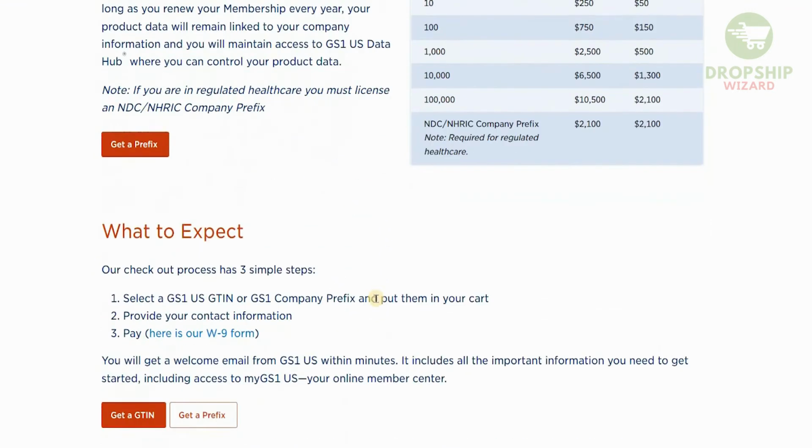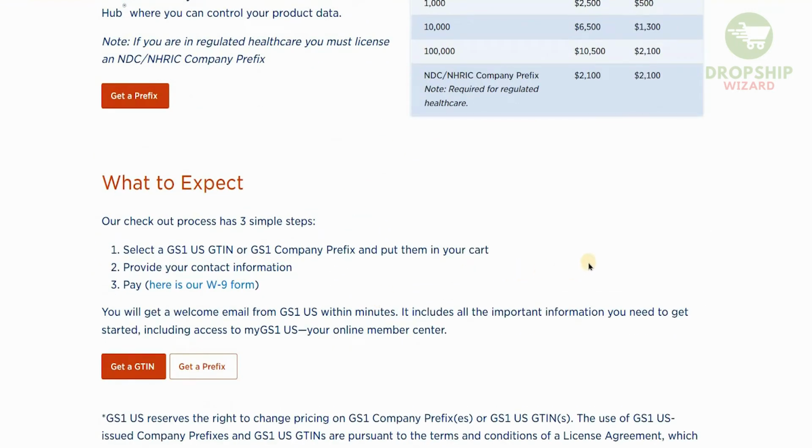Now what to expect is crucial. There are 3 steps that are available over here. The first one is that you select a GS1 US GTIN or a GS1 company prefix and put them in your cart. Then you provide your contact information and you pay, with your W9 form over here. You'll get a welcome email from GS1 US within minutes. It's going to include all the important information that you would need to get started, including access to the My GS1 US online member center.